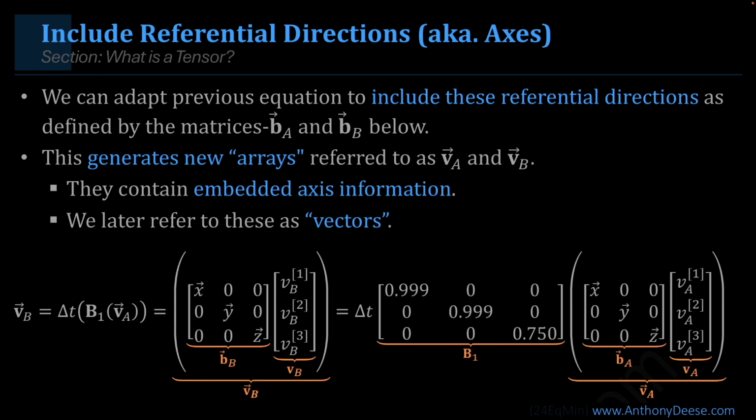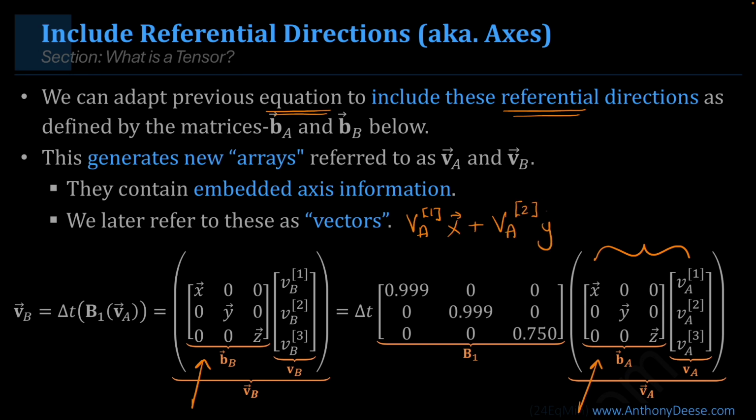So we can adapt the previous equation to include referential directions, as shown below. Really what we're adding is two matrices, B sub B arrow hat and B sub A arrow hat. And if we take a look at what is shown right here, we can calculate the product of those two, the matrix and the array. And what we would end up with is VA1 times X plus VA2 times Y plus VA3 times Z, and that gives us our direction, our final vector.